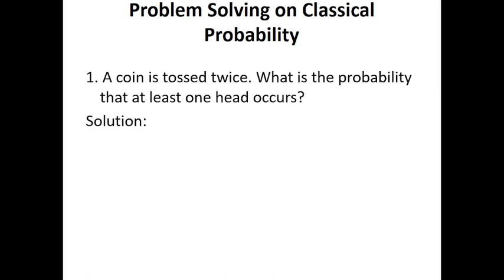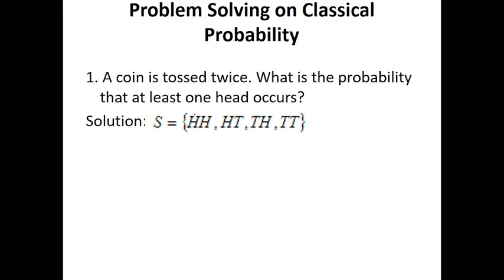Okay. The chance that at least one head occurs if the coin is tossed twice. So, that is the random experiment. It is tossed twice. So, we need to write first the sample space, the set of all possible outcomes of a random experiment. So, these are the possible outcomes in tossing a coin twice.